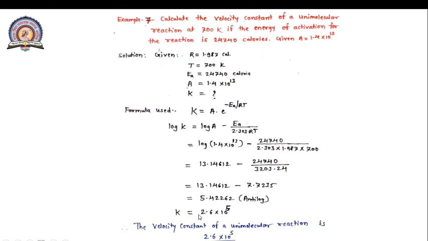The value of K is 2.6 into 10 raised to 5. The velocity constant of the unimolecular reaction is 2.6 into 10 raised to 5.